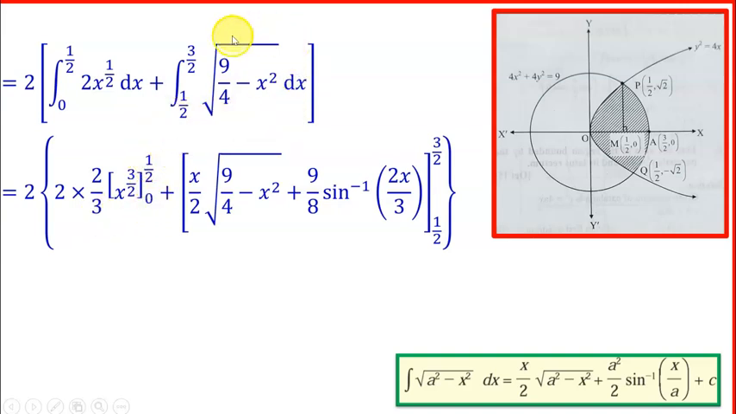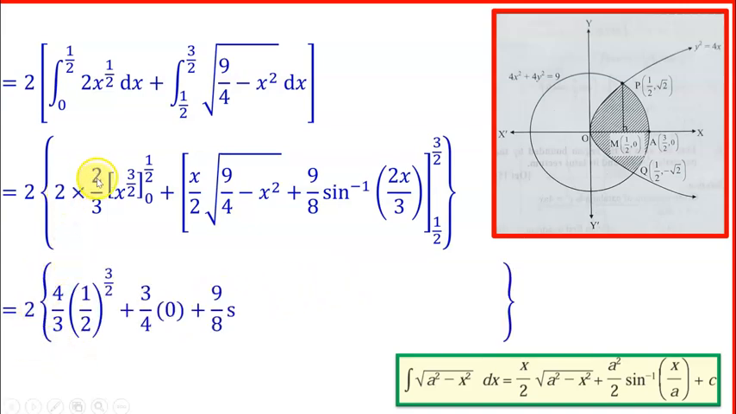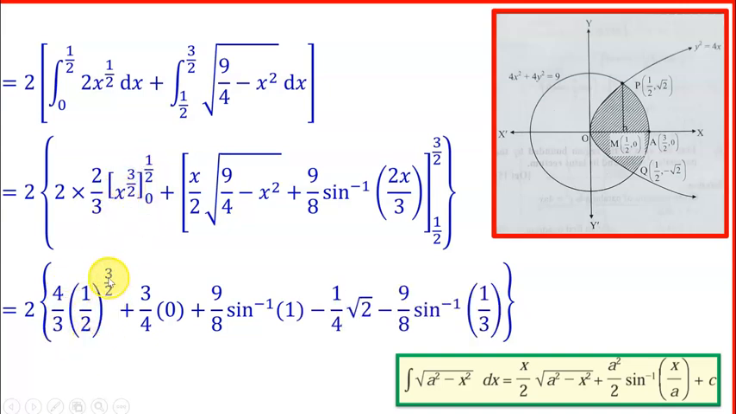And for this integral, use this formula. First is x by 2 into root of 9 by 4 minus x square plus a square upon 2, which here is 9 upon 8 sine inverse of 2x upon 3. Lower limit is 1 upon 2, upper limit is 3 by 2. After substituting, you will have 2 into 2, 4 by 3. Here next, x is replaced by 1 upon 2, 1 upon 2 raised to 3 by 2, plus. Next, after simplification, replace here, that is 3 by 4.